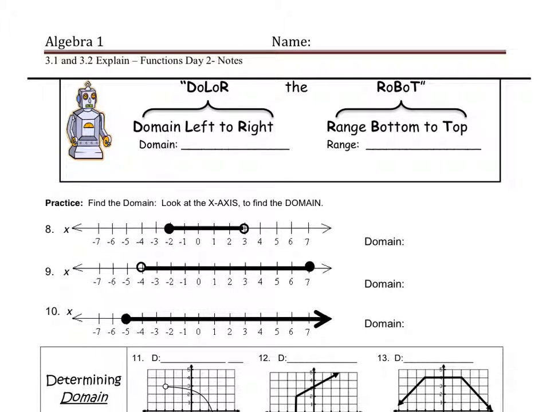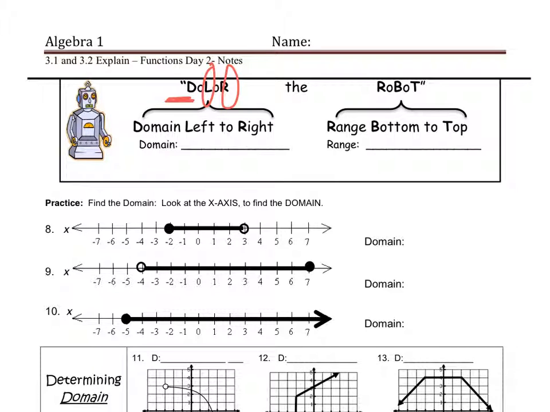She would clean the house from left to right, always from left to right, and she would start on the bottom floor, and then she would go from the bottom floor to the top floor. So every day, Dolar cleaned the house left to right and bottom to top. So that's what we're going to use as our way to remember domain and range. So if you look at this, Dolar, for domain, cleaned the house left to right.